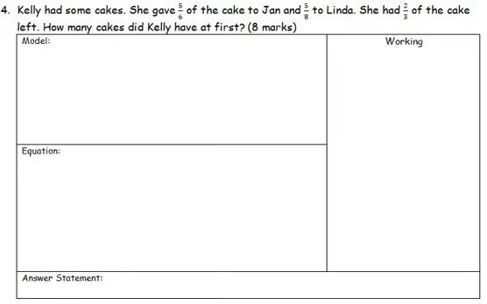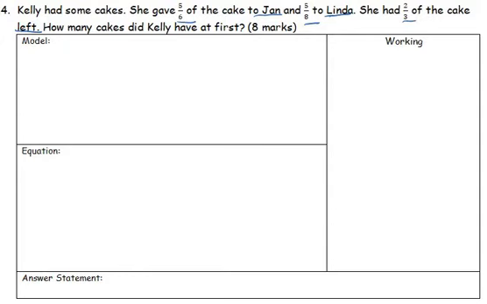So as always, we need to read the things carefully and then have the label and then the number. So given to Jan is 5 out of 6, and then to Linda is 5 out of 8, and then 2 out of 3 left.